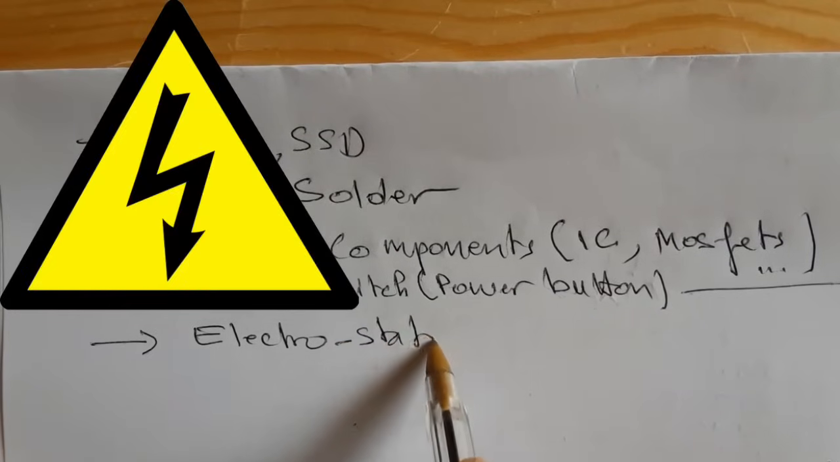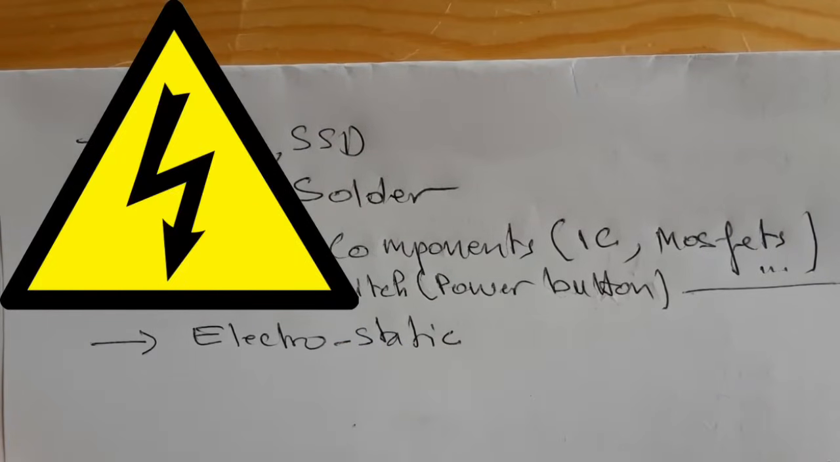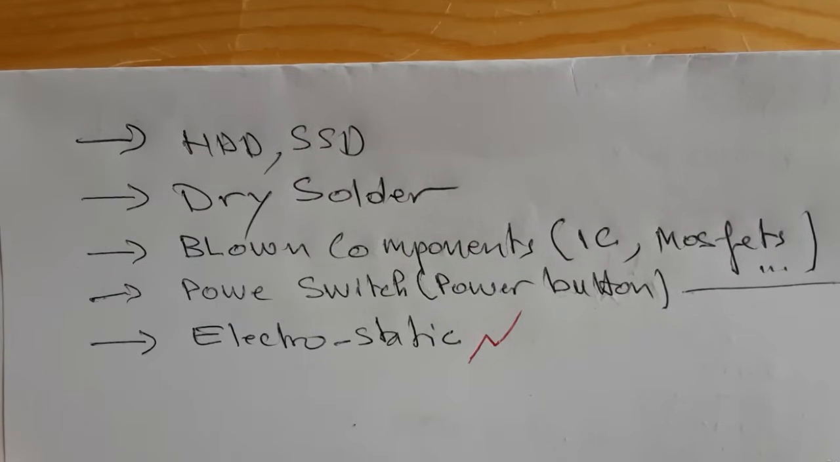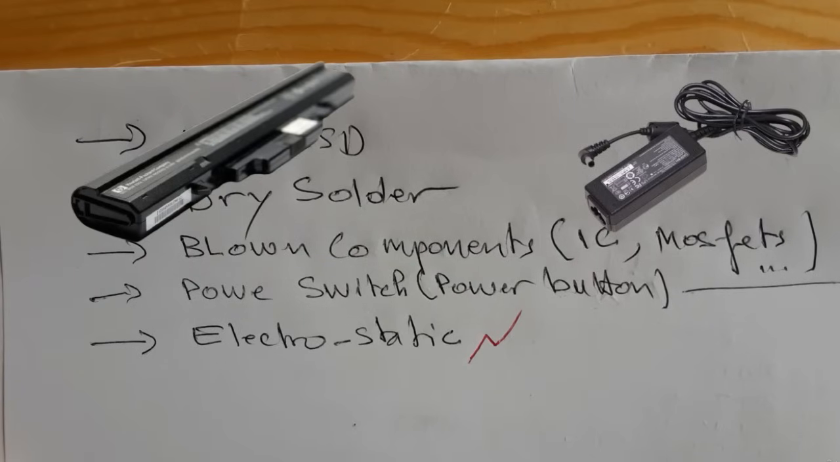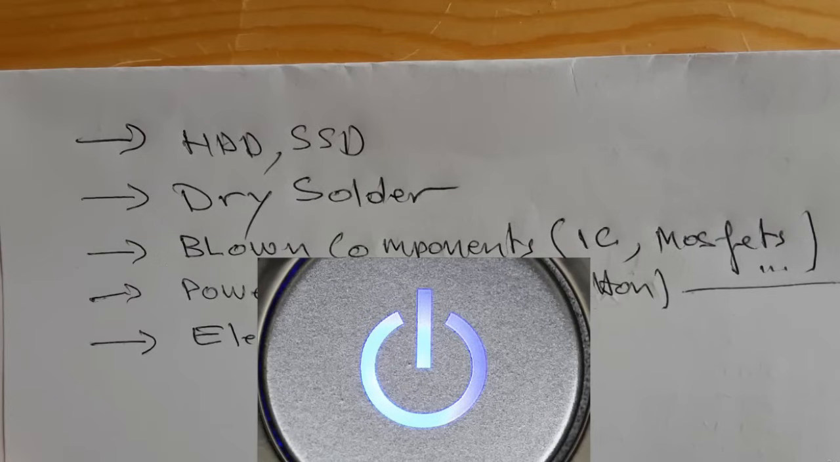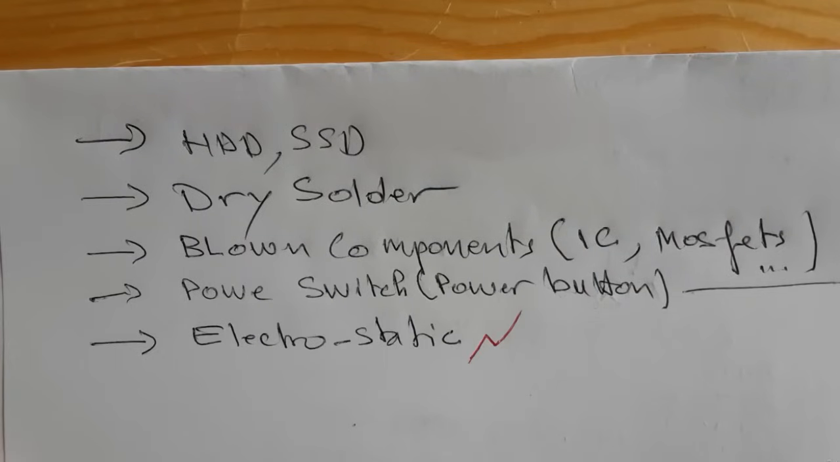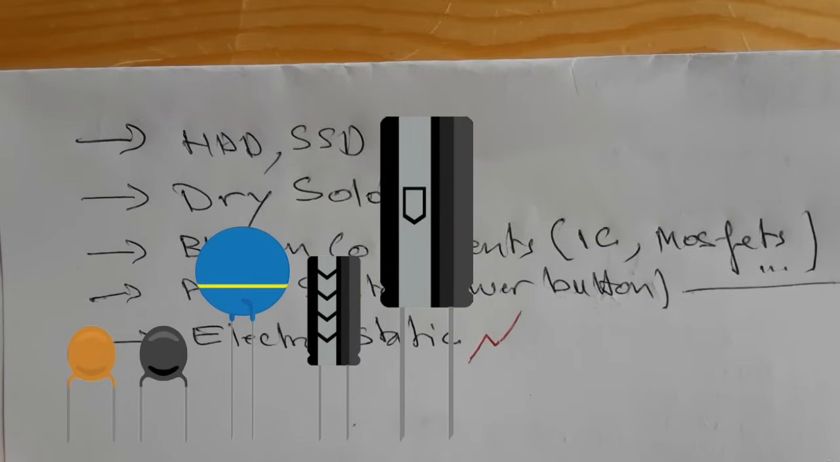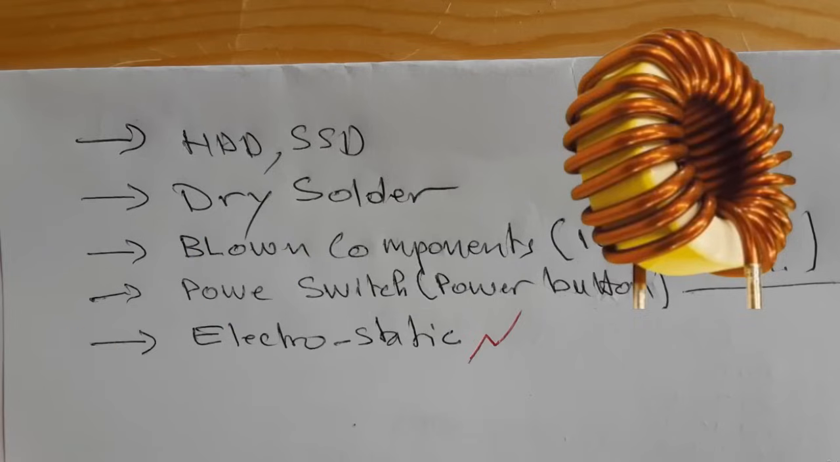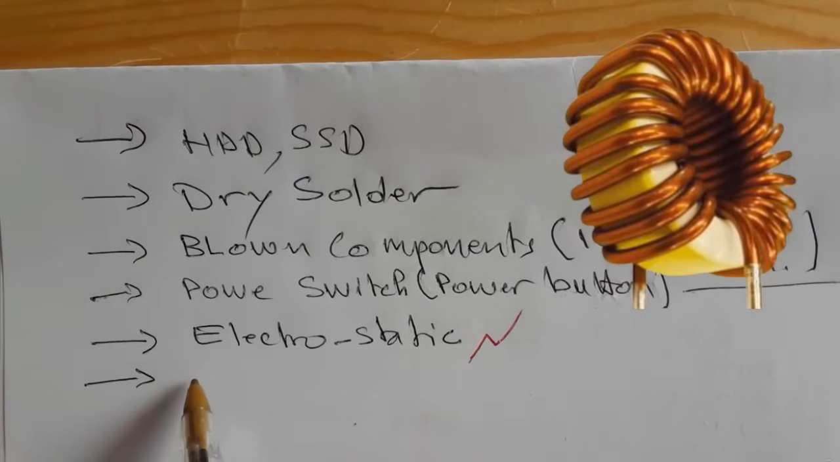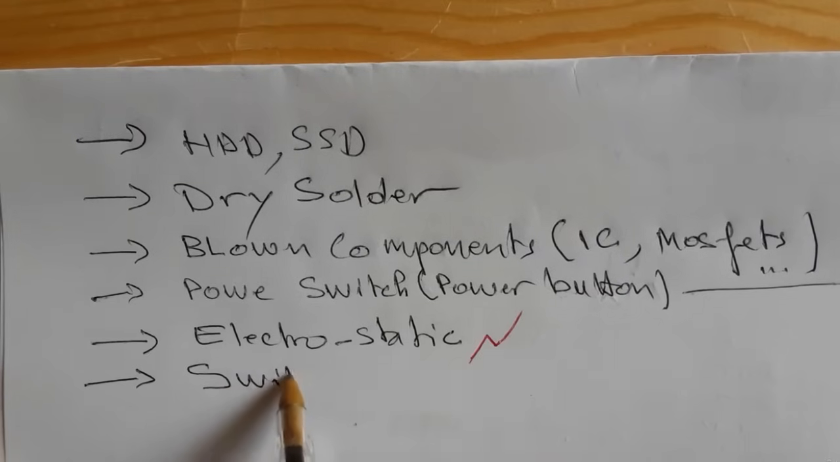So the next failure is electrostatic problems. Electrostatic charge can cause a problem in the laptop and can cause a dead motherboard. That's why you should remove all sources of power, like the battery and the adapter, and press the power button and hold it for about 20 to 30 seconds in order to discharge the electrostatic charge in components like capacitors and coils, and then try to switch on the laptop normally.